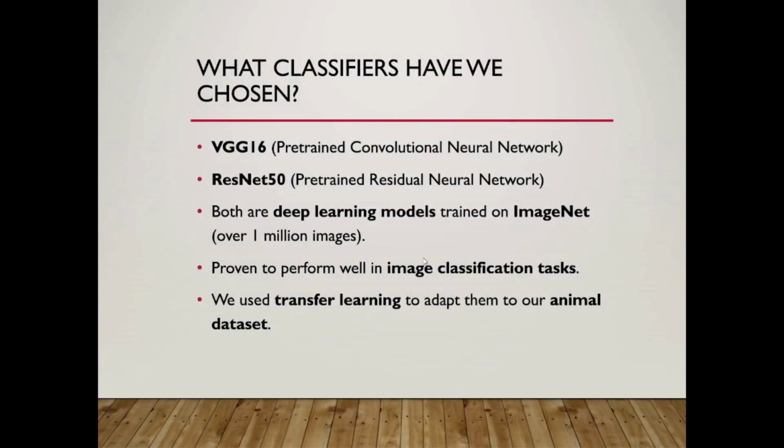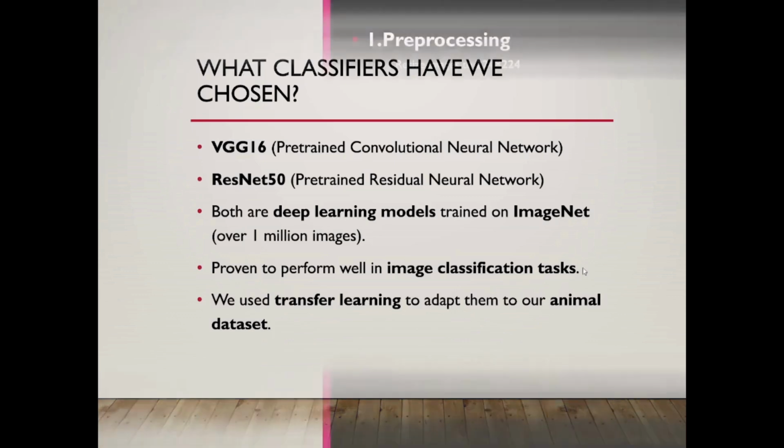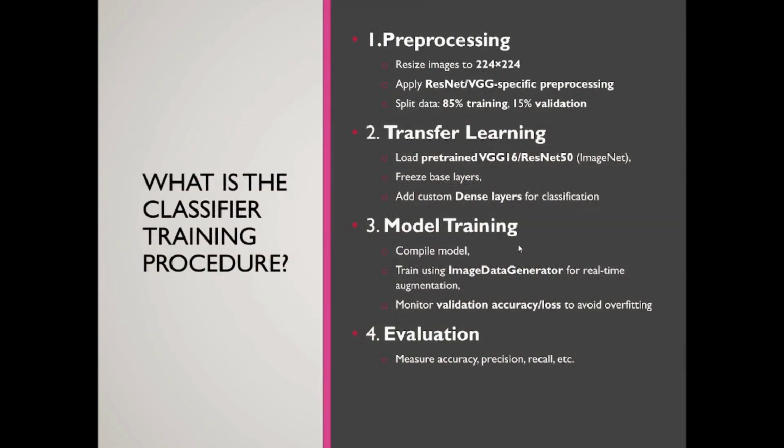So what classifier have we chosen? We import a pre-trained VGG16 model and a pre-trained ResNet50, which are trained on ImageNet with over 1 million images. We use transfer learning to adapt them to our animal dataset. For the classifier training procedure, we do the preprocessing first. We resize the images to 224 times 224, apply their respective preprocessing, and split the data into 85% for training and 15% for validation.